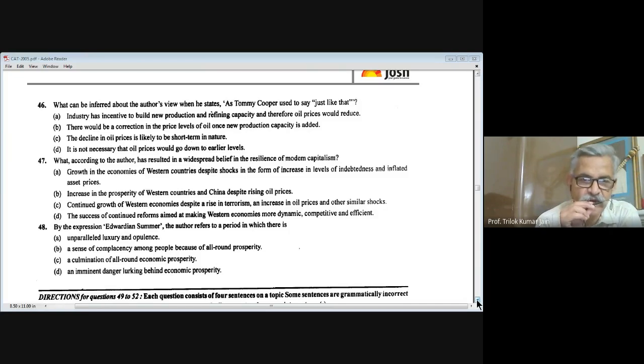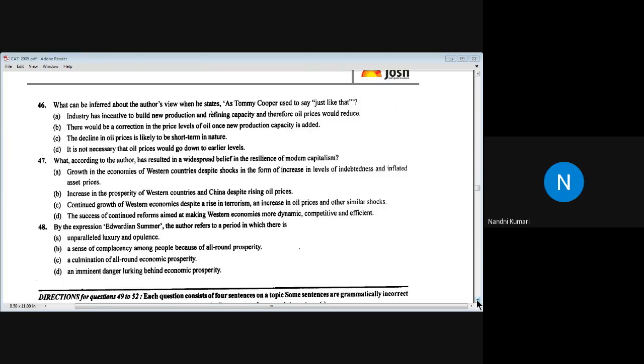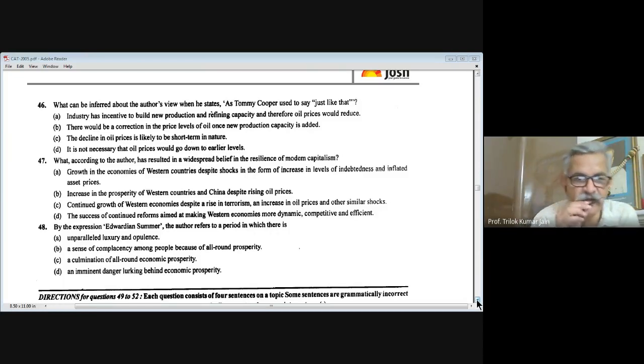Okay, next, 48. By the expression Edwardian summer, the author refers to a period in which there is: A: unparalleled luxury and opulence; B: sense of complacency among people because of all-round prosperity; C: culmination of all-round economic prosperity; D: imminent danger lurking behind economic prosperity. Sir, D. D, imminent danger, okay. Let's now check the answers.